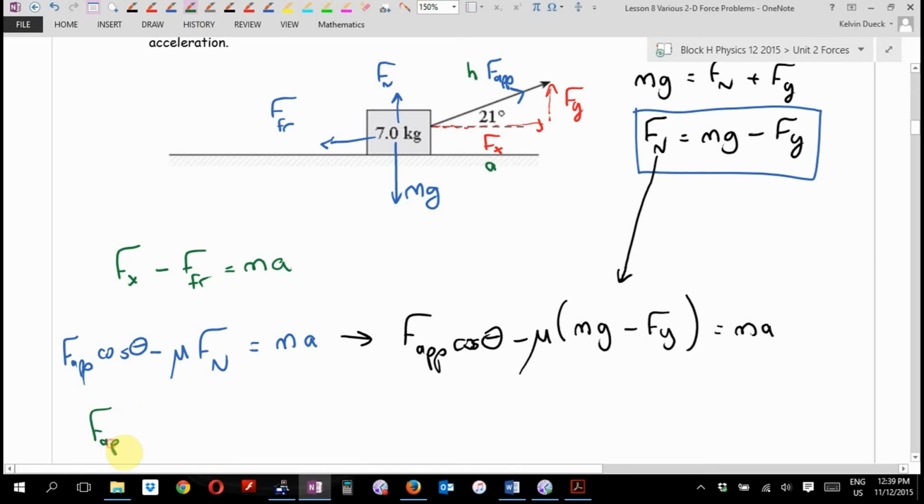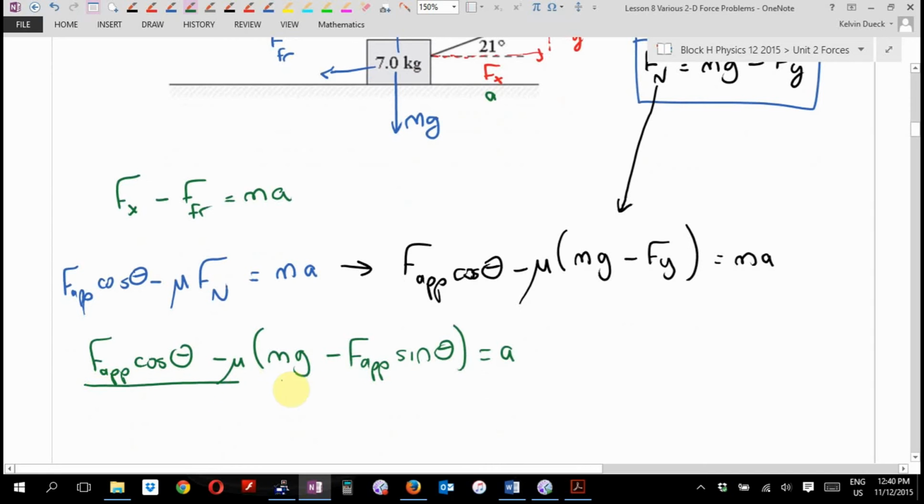The applied force times cos theta minus mu mg fy. So, the applied force sine theta equals... you know what, I'm going to divide by m on this line right here because I can't get the a by itself.